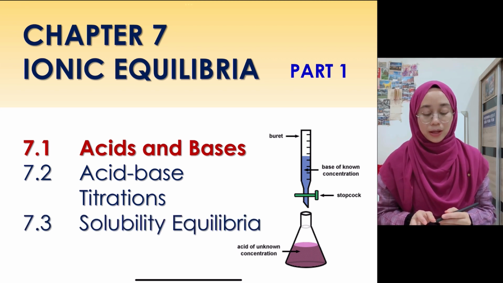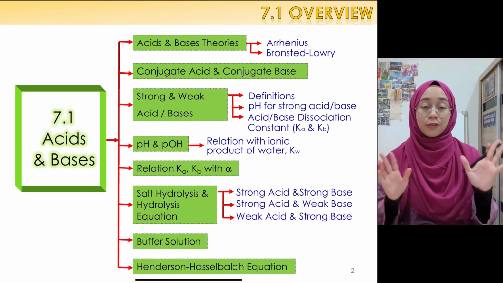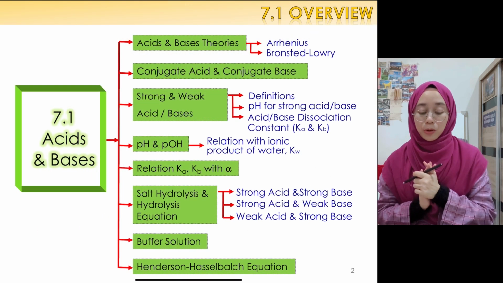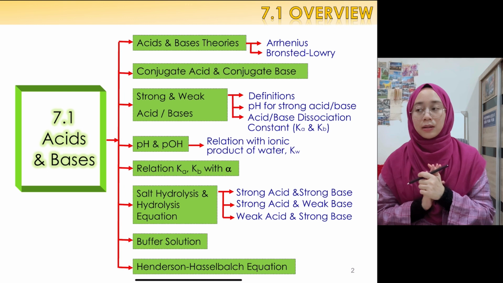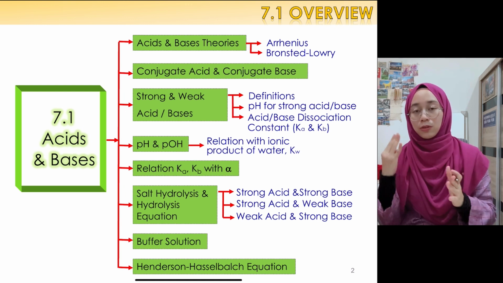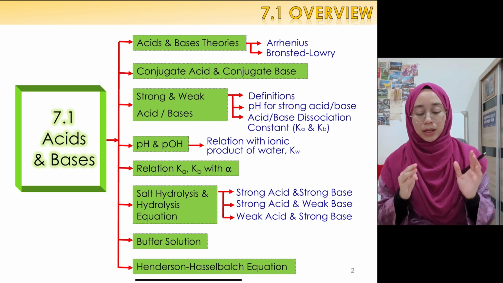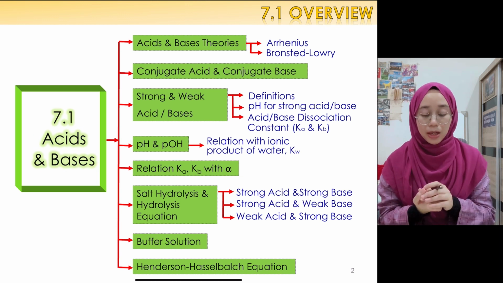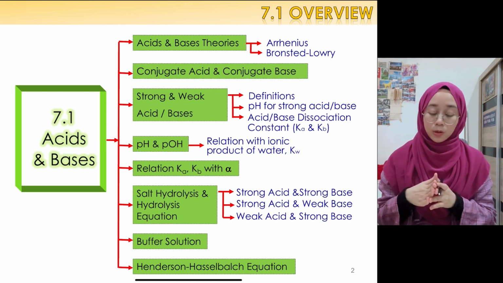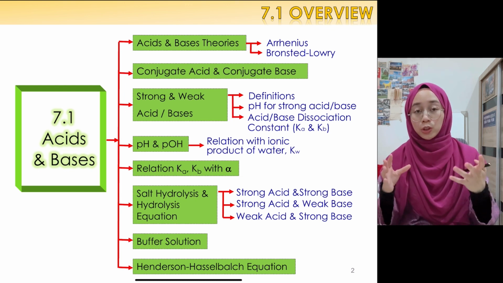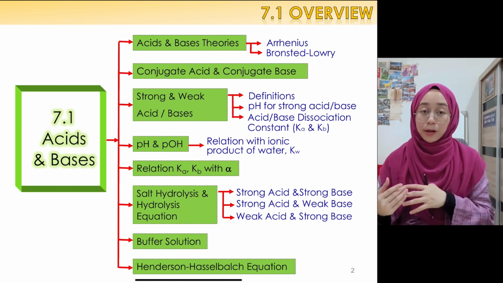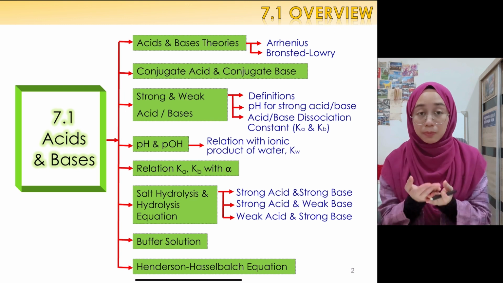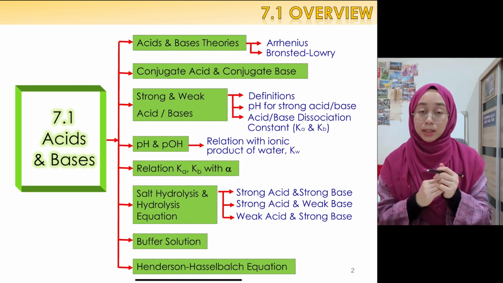Okay, so let's have a look at the overview for subtopic 7.1 first. Basically I'll be dividing this subtopic into 4 parts, class. In the first part kita akan tengok lebih kepada acid base theory, and then conjugate acid and also conjugate base, and also strong acid punya calculation part. Meanwhile second part pula kita akan tengok pasal weak acid dengan weak base.